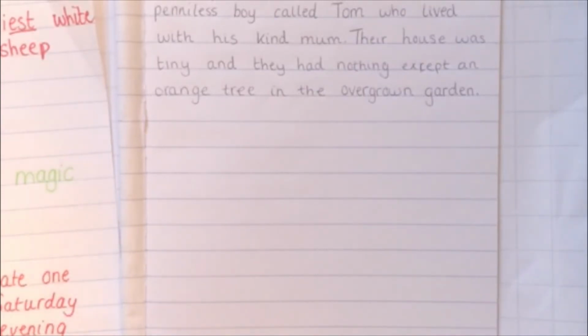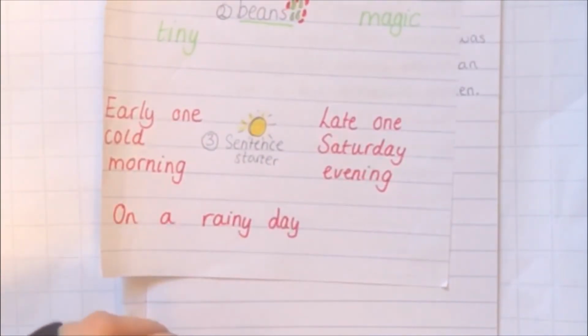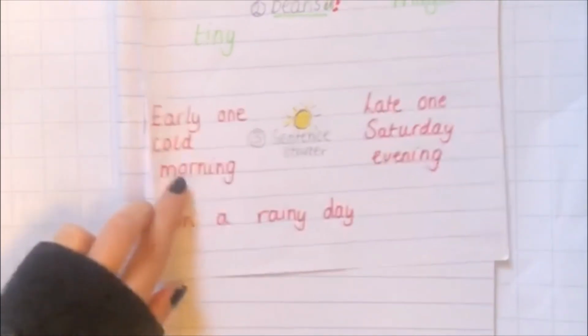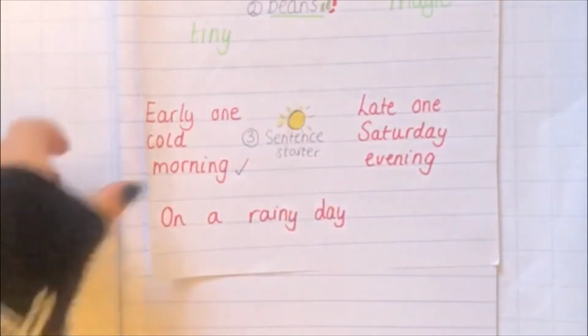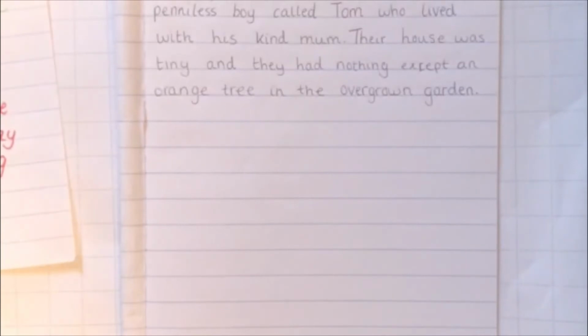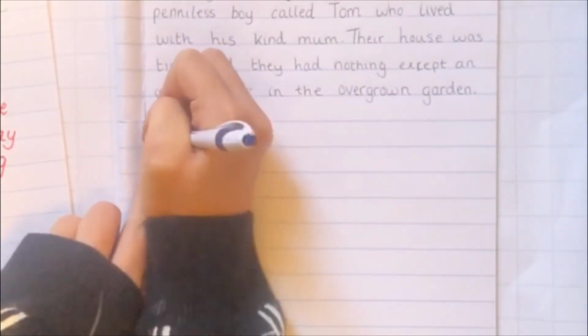So the first thing that we are going to have, looking at number 3, is a sentence starter. So we need to set the scene about when and where this took place. So I like the idea of early one cold morning. So I'm going to take that off my list. I'm going to misalign and start here. Capital E is the start of a sentence.